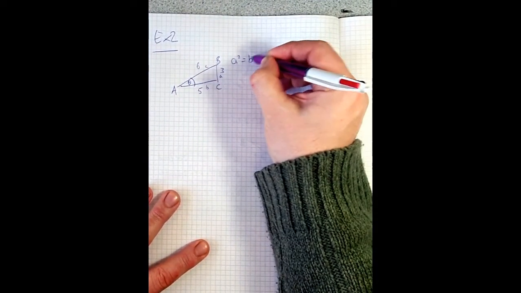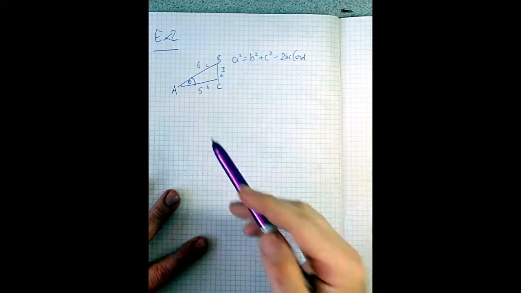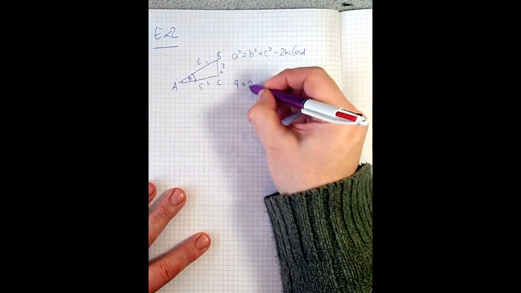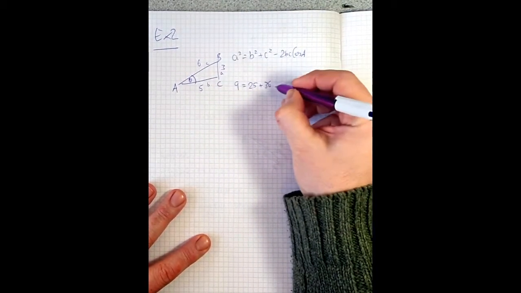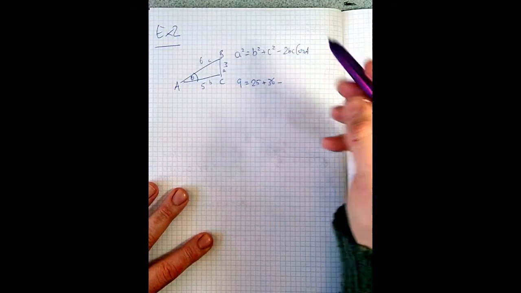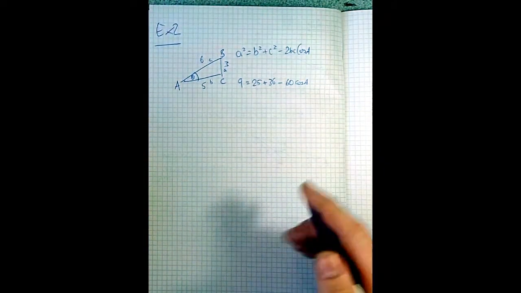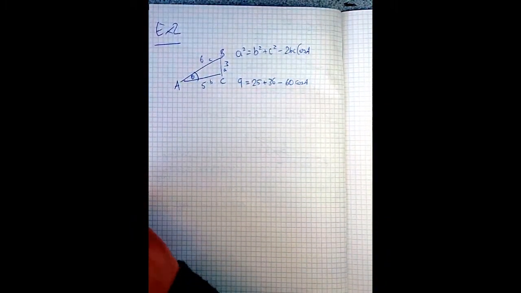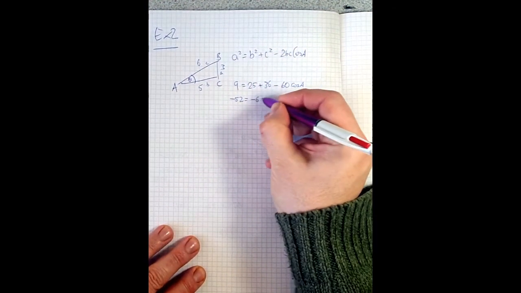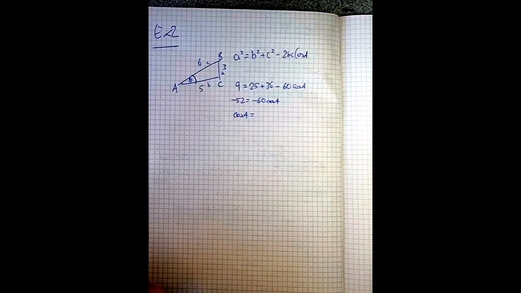Here's the cosine rule. a squared equals b squared plus c squared minus 2bc cos A. Now the easiest thing to do here is to put all my numbers in first before I rearrange. a squared is 9, b squared is 25, c squared is 36, minus 2 times 5 times 6, that's 60, minus 60 cos A. So take away 25 and 36 from both sides. Minus 52 equals minus 60 cos A. So cos A, divide both sides by minus 60.